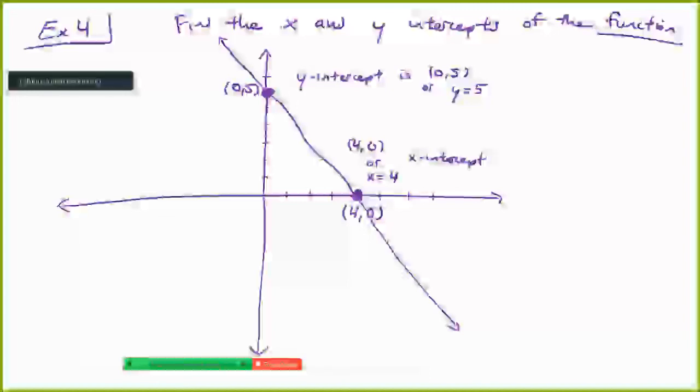Now, one thing I want you folks to notice before we move on is anytime we're dealing with x and y intercepts, look at those coordinates. What's common between the x and y intercept coordinate? Is there something the same between those two?